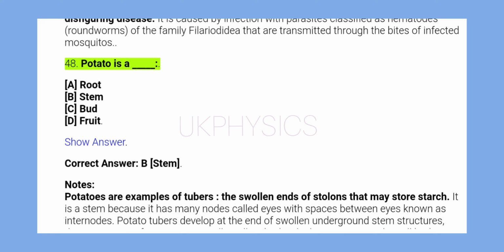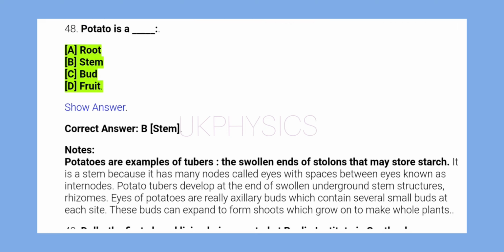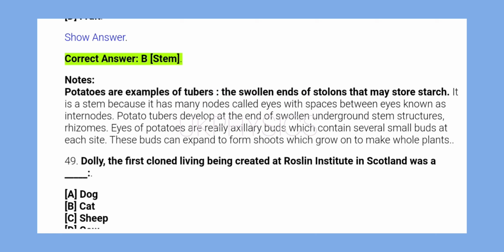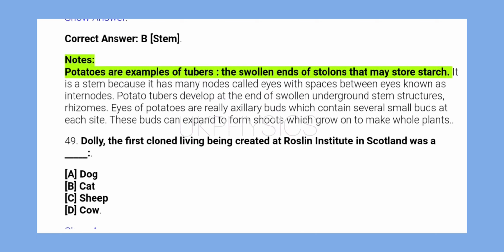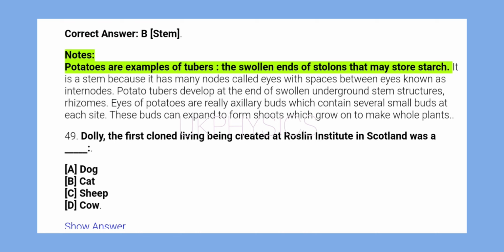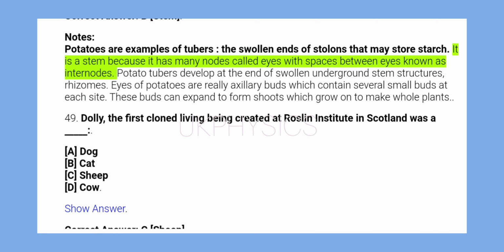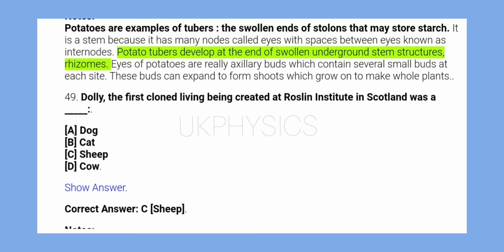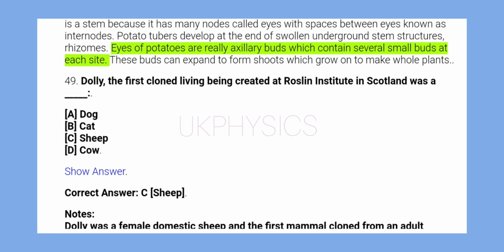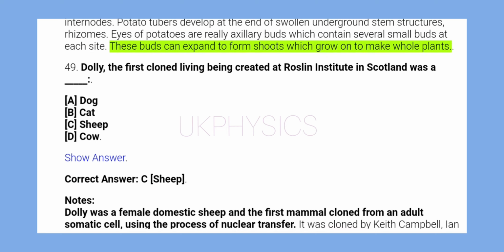48. Potato is a blank. A. Root. B. Stem. C. Bud. D. Fruit. Show answer. Correct answer, B. Stem. Notes. Potatoes are examples of tubers, the swollen ends of stolons that may store starch. It is a stem because it has many nodes called eyes with spaces between eyes known as internodes. Potato tubers develop at the end of swollen underground stem structures, rhizomes. Eyes of potatoes are really axillary buds which contain several small buds at each site. These buds can expand to form shoots which grow on to make whole plants.